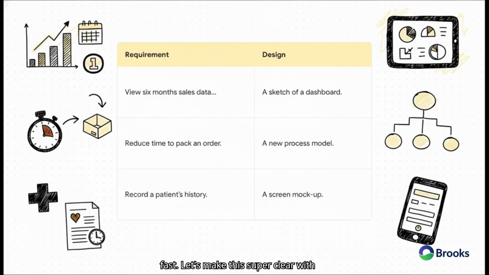Let's make this super clear with some examples straight from the BABOK guide. A requirement, the need, is view 6 months of sales data. A design, the solution, could be a sketch of a dashboard. The need is to reduce the time it takes to pack an order. The solution could be a new process model. See that clean split? We're always nailing down the what before we even start talking about the how.